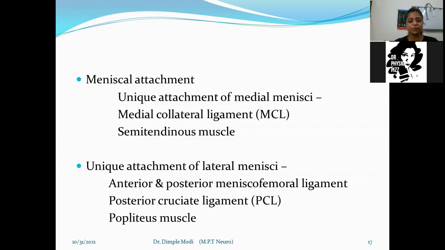The anterior and the posterior horns of the medial meniscus are attached to the anterior cruciate ligament and the posterior cruciate ligament. The capsular connections: the semimembranosus muscle is attached to the medial meniscus, and on the lateral side, the tendon of the popliteus muscle is attached to the lateral meniscus.